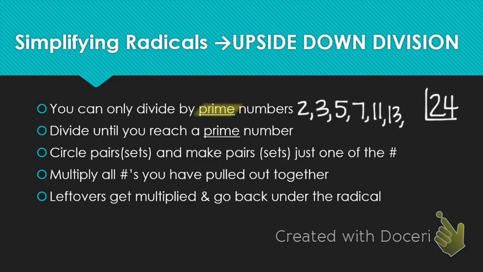Now the reason I typically stop here is because when you do upside down division, you're thinking of small prime numbers. You don't typically have to get much higher than a 13. So make this list, even if you're like Ms. Johnson, I know all the prime numbers. Okay, that's great, but add this list into your notes.